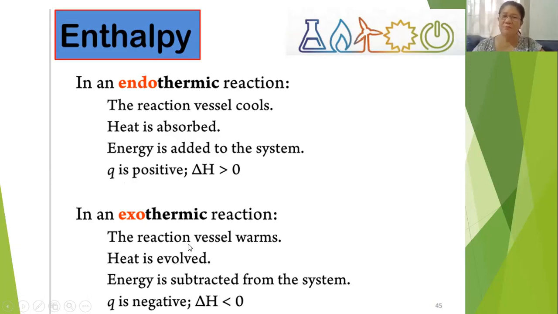But if it is exothermic reaction, now the reaction vessel warms, okay? So heat is evolved. This one, take a look, heat is absorbed. This one is heat is evolved. So energy is subtracted from the system. Therefore, always remember, if it is exothermic reaction, Q is negative. In most problems, it will be stated whether endothermic or exothermic. So you would already conclude that if it is endothermic, Q is positive and delta H is greater than zero. Then if it is exothermic, Q is negative and delta H is less than zero. Bear that in your mind.